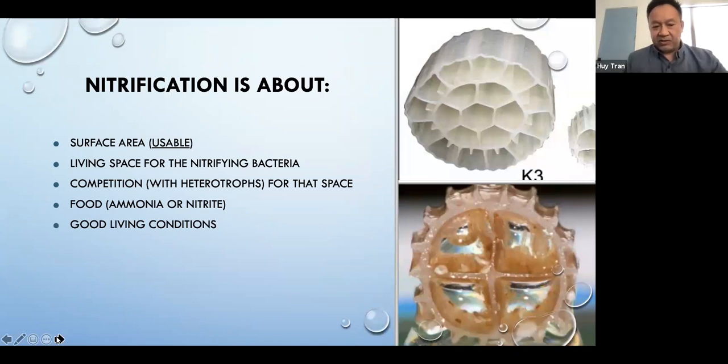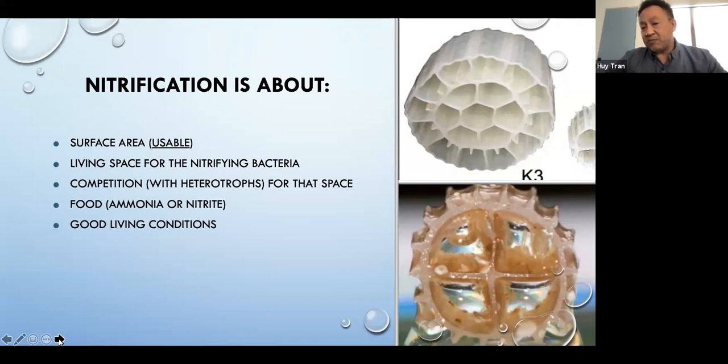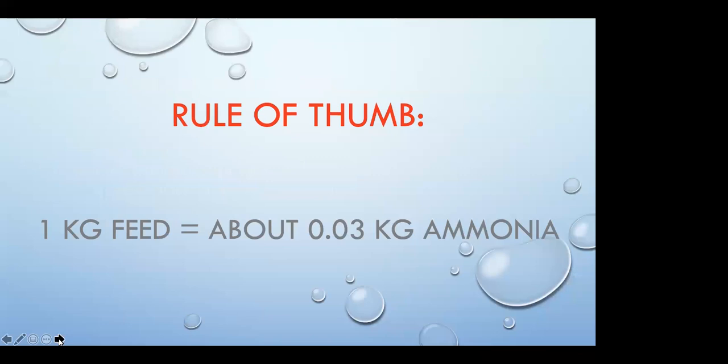Nitrification, again, it's all about surface area, but usable surface area. It's just an area or a place where the bacteria can live and be safe from, you know, competition. And these are aerobic processes, so make sure they're well aerated or there's a certain amount of DO in the system. Basic rule of thumb, for every kilogram or pound of feed you put in, 0.03 kilogram or pound, if you go either way, will be ammonia.